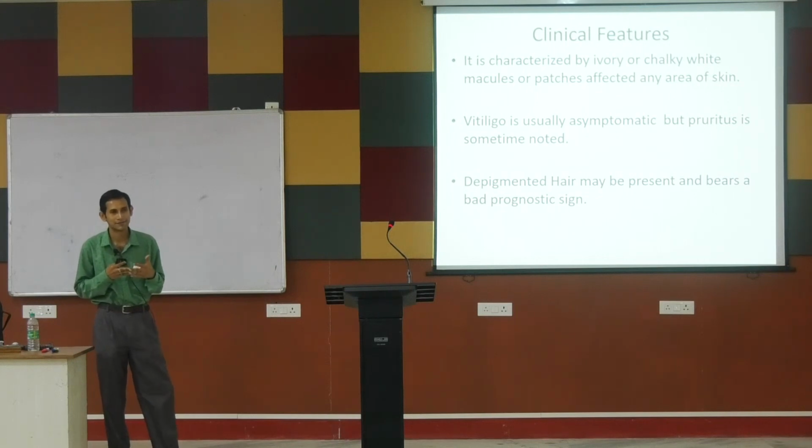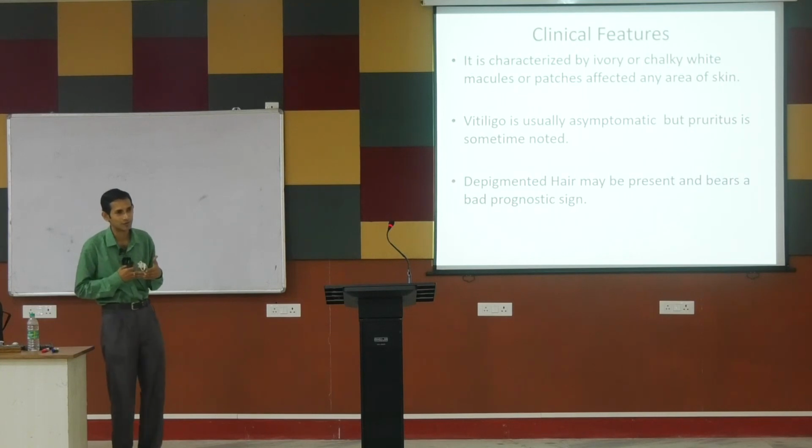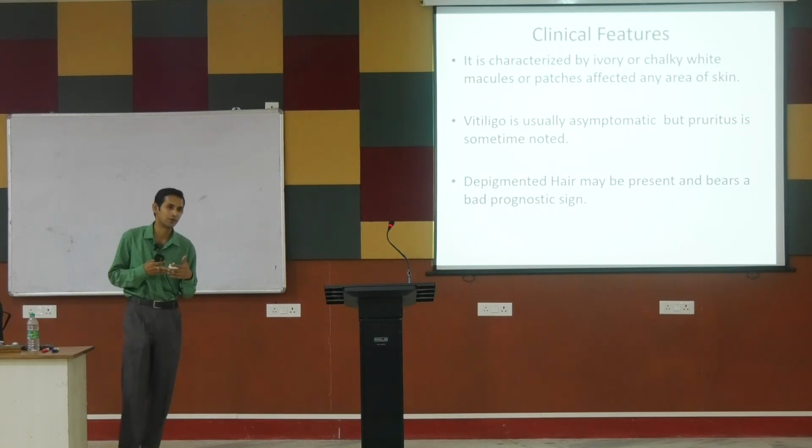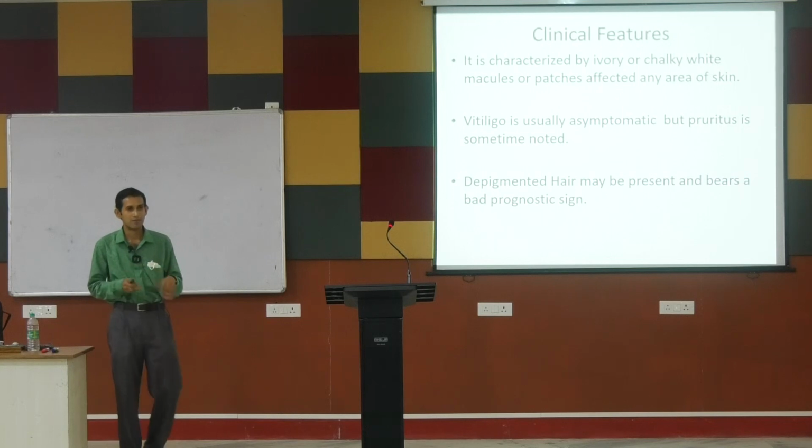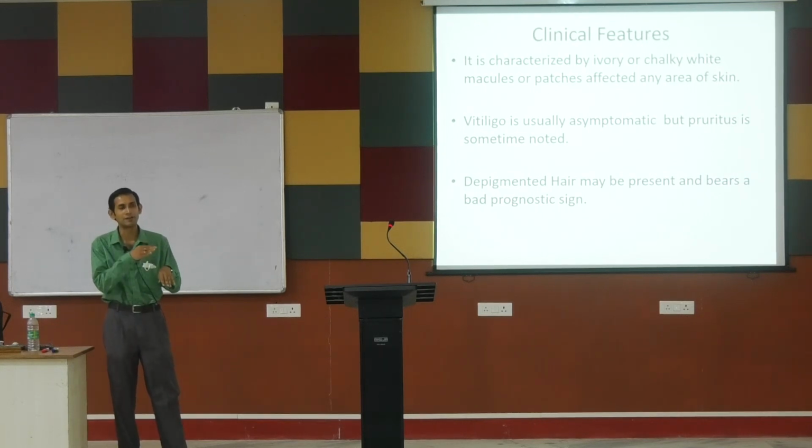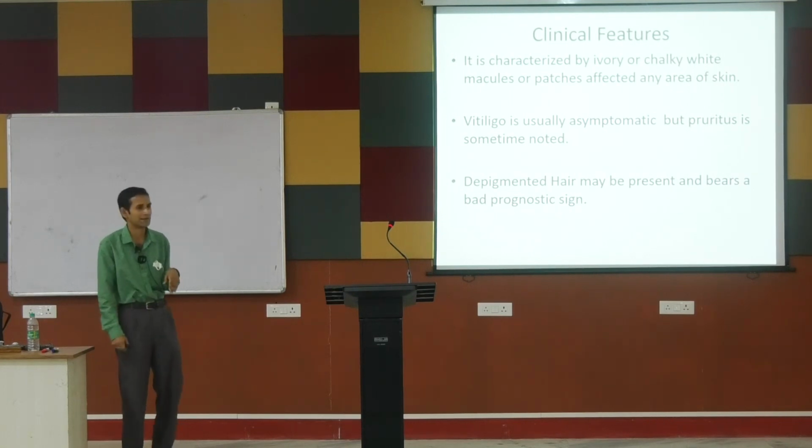What is patch? You should be able to say these things, you have studied them in microbiology. What is a macule? Macule is a flat skin lesion, size less than 0.5 centimeter or less than 5 millimeter. Flat skin lesion is the macule. But then what is patch?